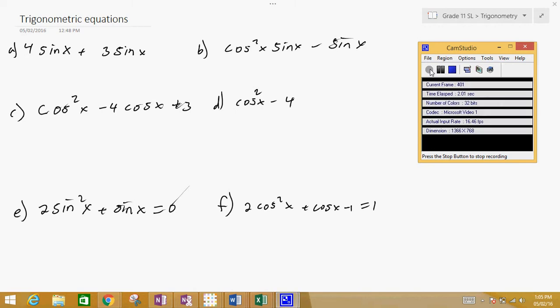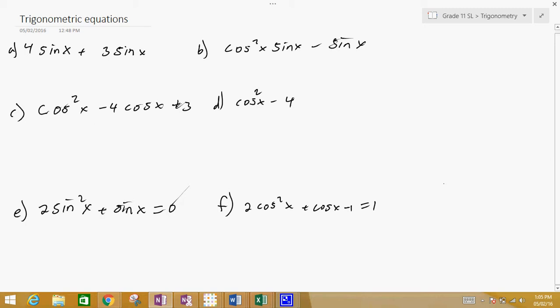Hello everyone, welcome to our next lesson on trigonometric equations. Before we do trigonometric equations, we're going to look at some trigonometric relations. That's where you don't have the equal sign. Trigonometric relations just follow the rules that we've learned in algebra.